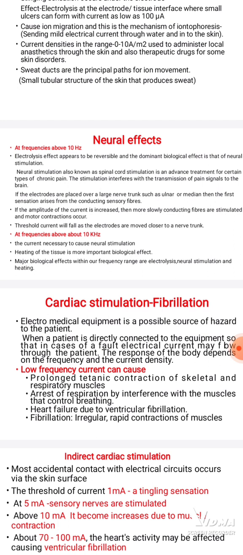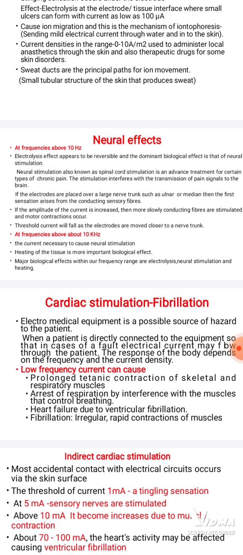Next one, stimulation over a nerve trunk arises as a result of depolarization. So if a stimulation occurs over a nerve trunk, depolarization occurs. Depolarization means change within a cell.